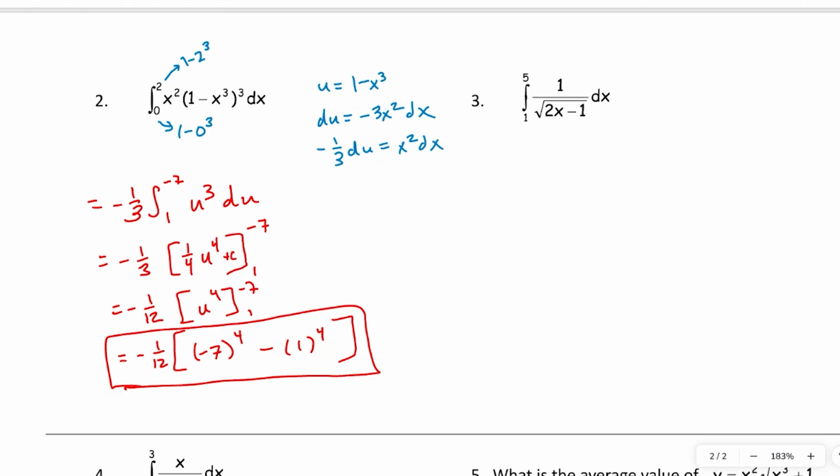It's a big number. Yeah, it's going to be pretty big. Any questions about number 2?